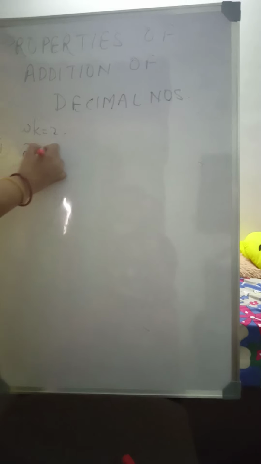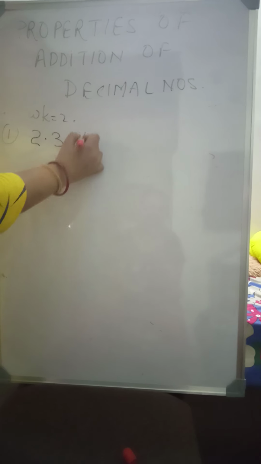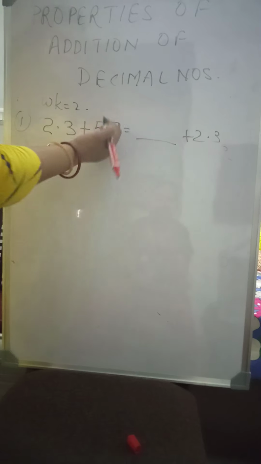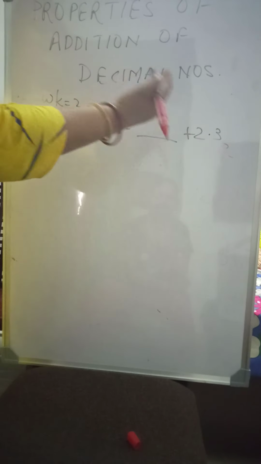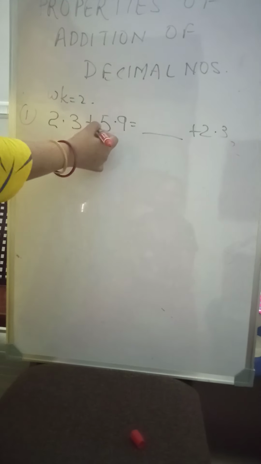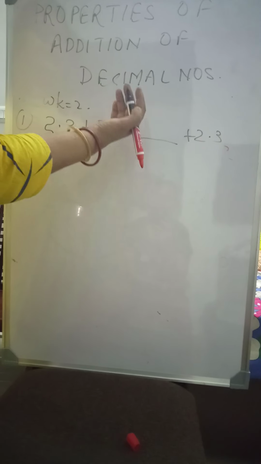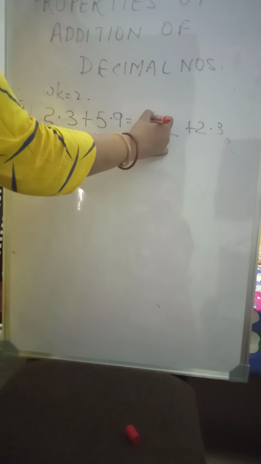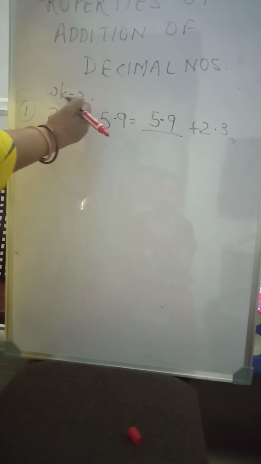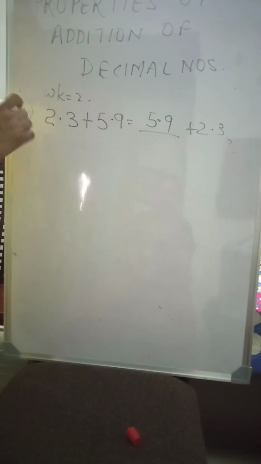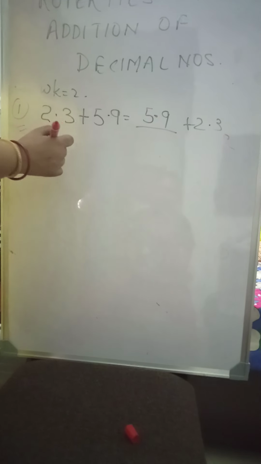Worksheet number 2, question number 1 is fill in the blanks. 2.3 plus 5.9 is equal to what plus 2.3. So here the order of addends is changed. It means it is the property of addition of decimal numbers. So here I will put 5.9, so the addends remain the same but their order is changed. In this way, children, you have to do worksheet number 2.